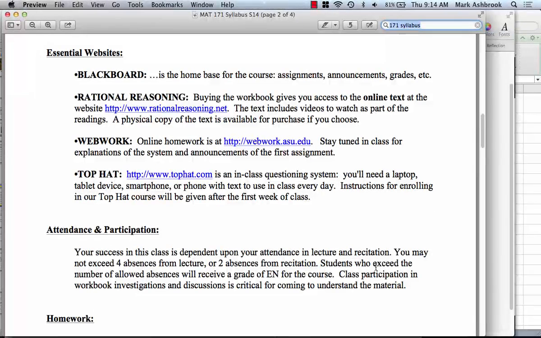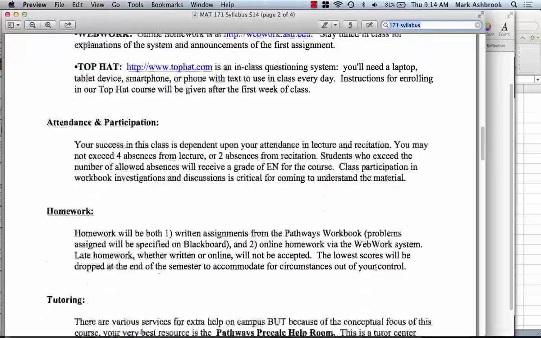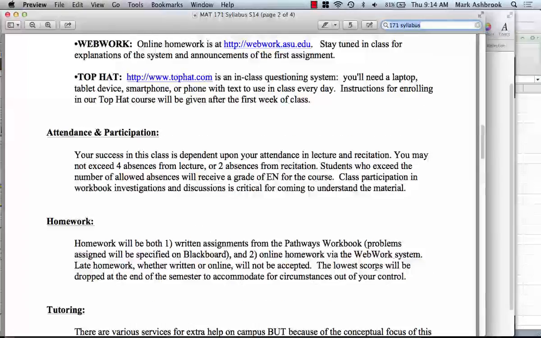Essential websites: Blackboard, Rational Reasoning where the text is, WebWork you've already found, and then Top Hat we found this morning. So there are four places on the web that we're going to be using all the time. This is all just basics.